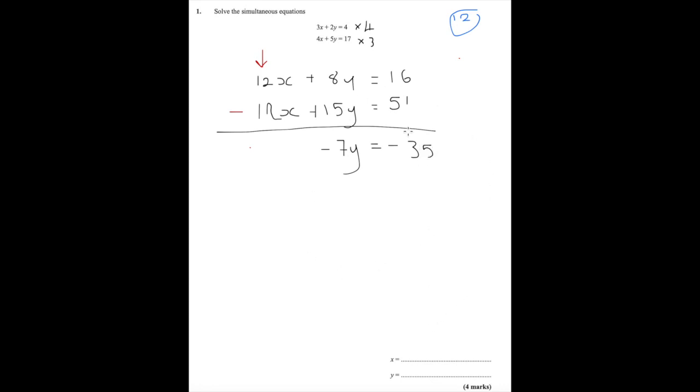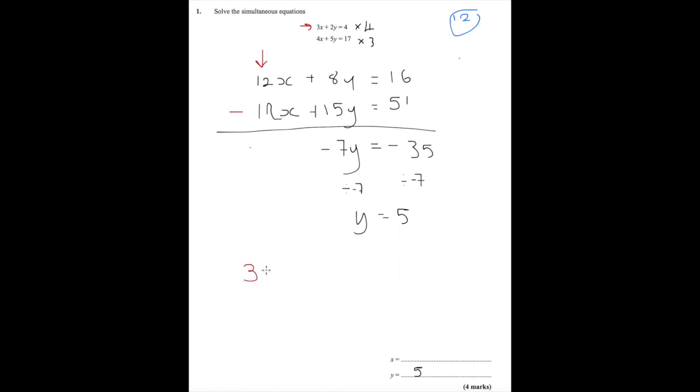And then we just solve this equation like we usually would and divide both sides by negative 7. That will give us y, sorry, that's a negative 7, is equal to 5. And then the last bit of the question is that we need to find x. So to find x, we're just going to sub y back into one of these equations. It doesn't matter which one you pick. I'm going to pick the first one.